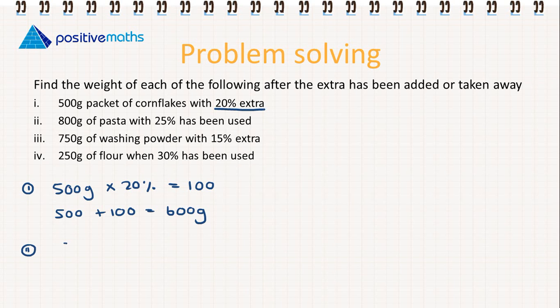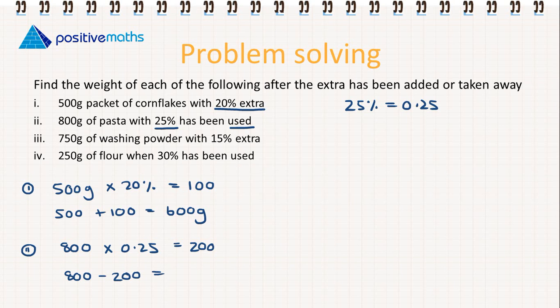Okay, then part 2. 800 grams of pasta, 25% has been used. So first of all, we're finding 25%. We know 25% is equal to 0.25. So we multiply 800 by 0.25 and we get 200. And if it's been used, then we're taking it away. So if 25% has been used, then we have 600 grams left.